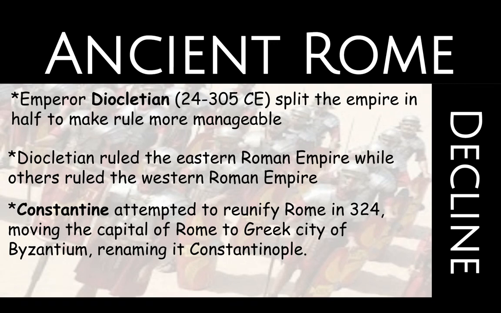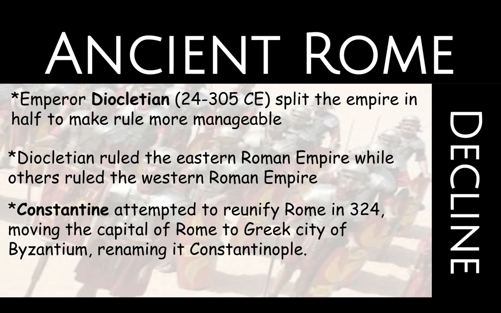Now, Constantine comes to power, and his goal will be to reunify the former Roman Empire. And he starts this in 324 CE. He will move the capital of Rome to the Greek city of Byzantium, and he will call it Constantinople. Constantinople. You've heard that song.